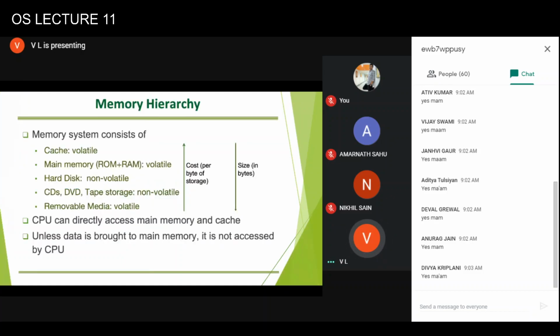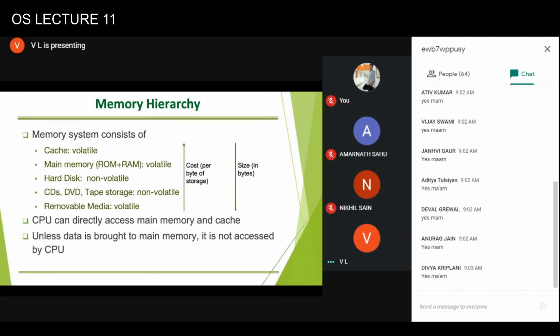If you look at the memory system in current processors, it will consist of CPU registers, which I have not included here, but they will be here somewhere. Assignment to CPU registers will be done by the operating system itself. Anyhow, the memory system consists of the primary memory, which is your main memory, and secondary memory, which is your hard disk. There are also other secondary storage systems, which are compact disks, digital versatile disks, and tape storage. And nowadays we have removable media, which could be your pen drive or your external hard disk.